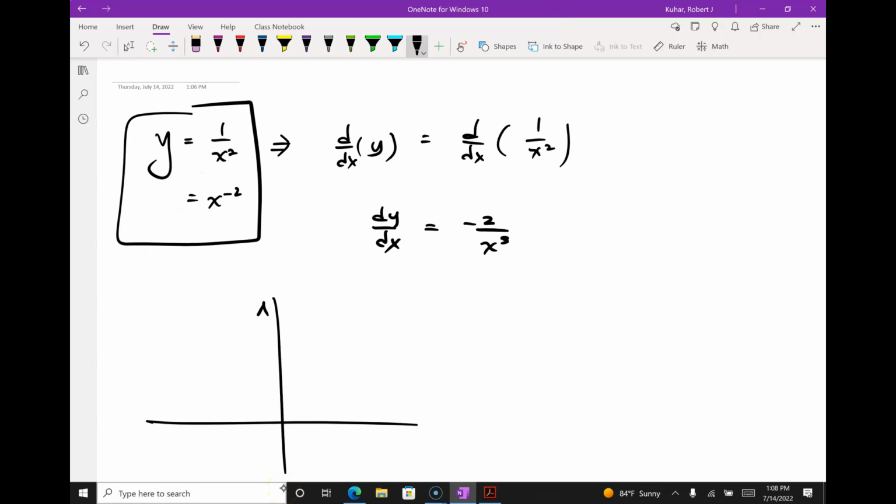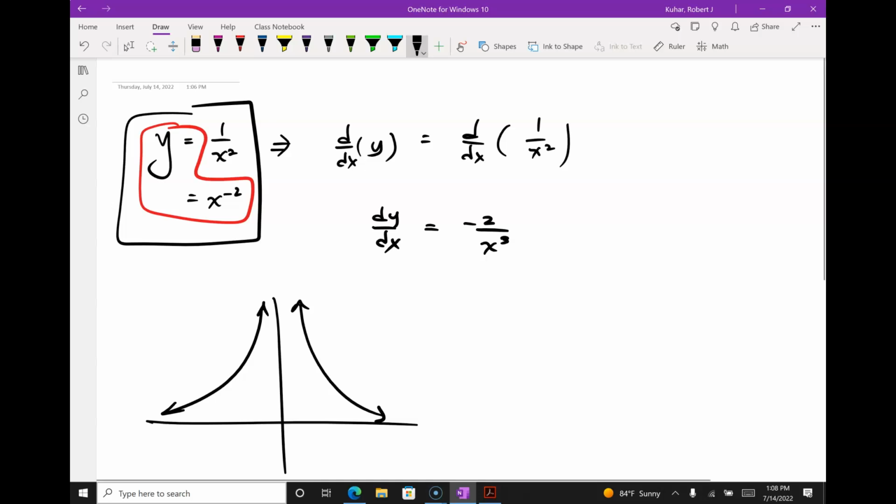So switching it to x to the power negative 2, that wasn't enough. That's the function, right? I want the derivative, right? Yep, good. Name a point you want to use.